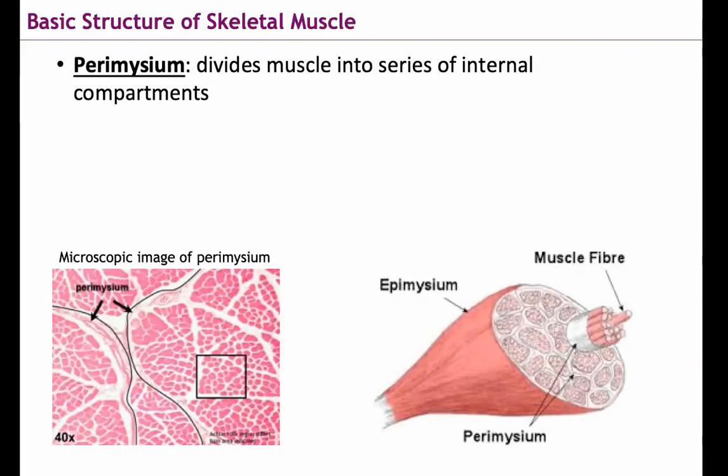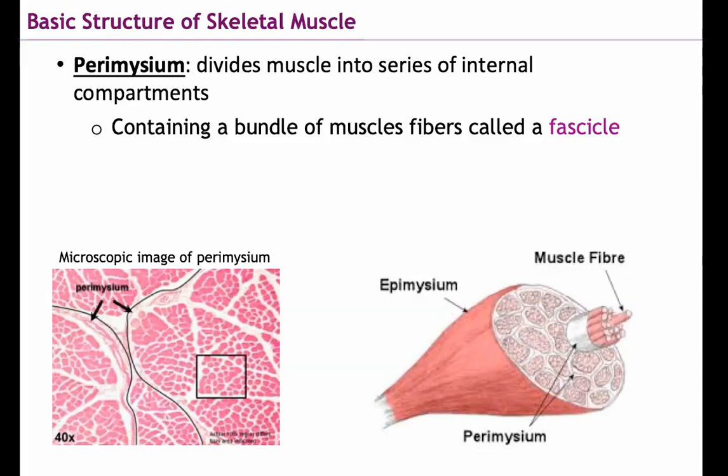Next is the perimysium. So same picture here. The perimysium surrounds something called a fasciculus or fascicle, so containing a bundle of muscle fibers called fascicles. So that's what we see here. This bundle where my arrow is circling around, that is the fascicle, and it contains muscle fibers. So a bundle of fibers, which you see, is called a fascicle. So what's the main role of a perimysium?